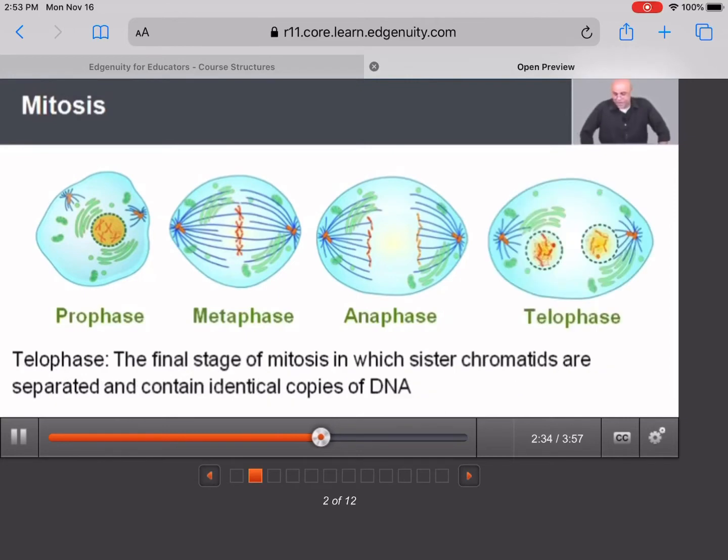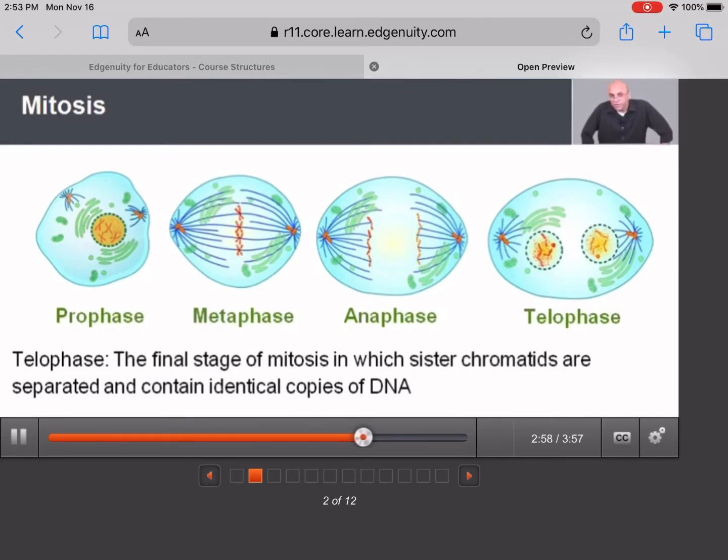After anaphase comes telophase, the final stage of mitosis in which the sister chromatids are now completely separated, and they contain, remember, identical copies of DNA. Also in telophase, you see that the nuclear envelope has reappeared, and you start to see what are becoming two different nuclei. There's a key way to remember these stages of mitosis.